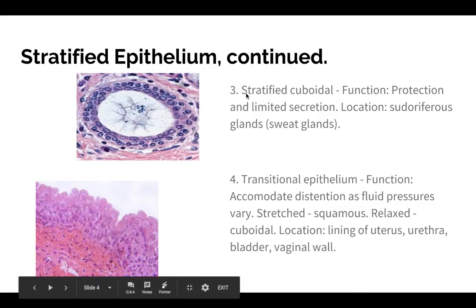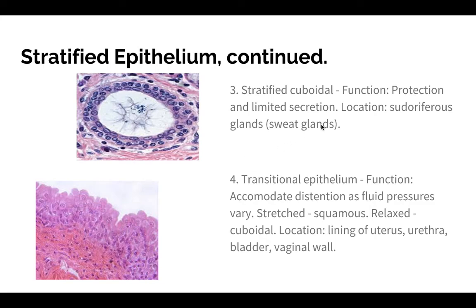Next up, we have stratified cuboidal epithelial tissue. There's a picture of what it would look like in a microscope. The function of this tissue is for protection and limited secretion. So there's just a small amount of stuff that comes out of these cells, and that's its purpose. The location of these cells would be the sudoriferous glands or the sweat glands.